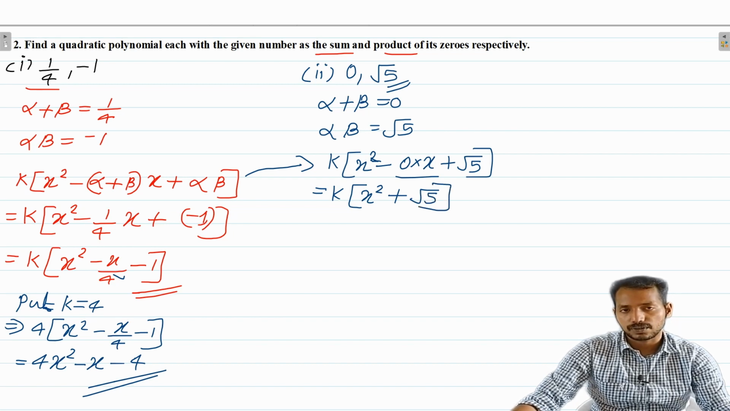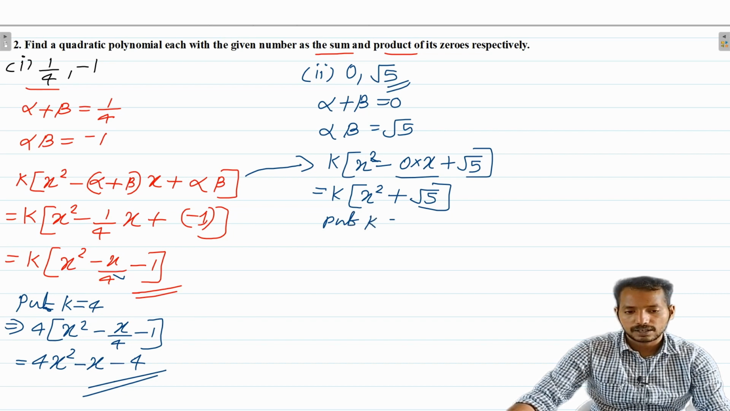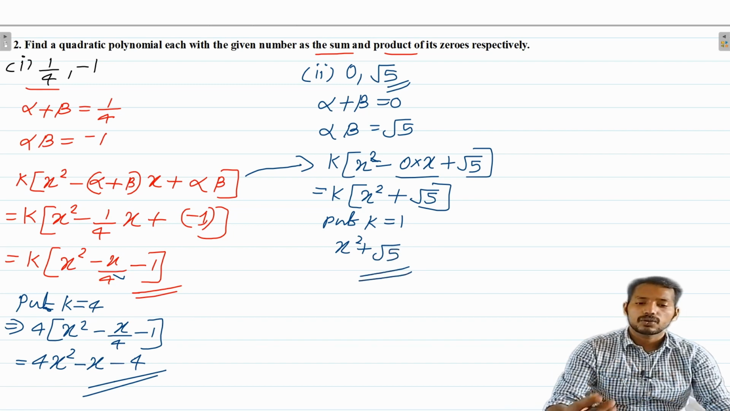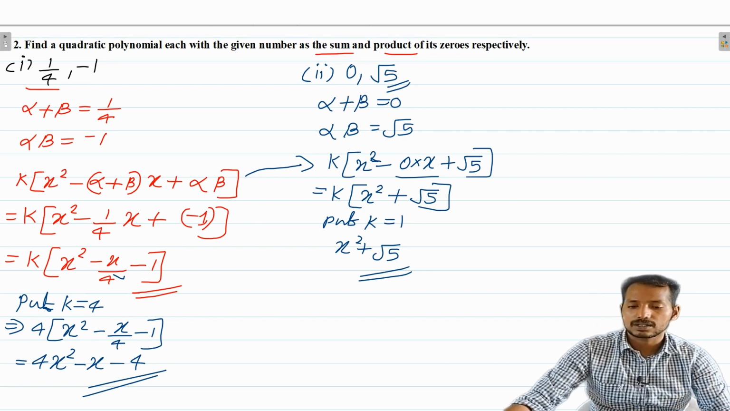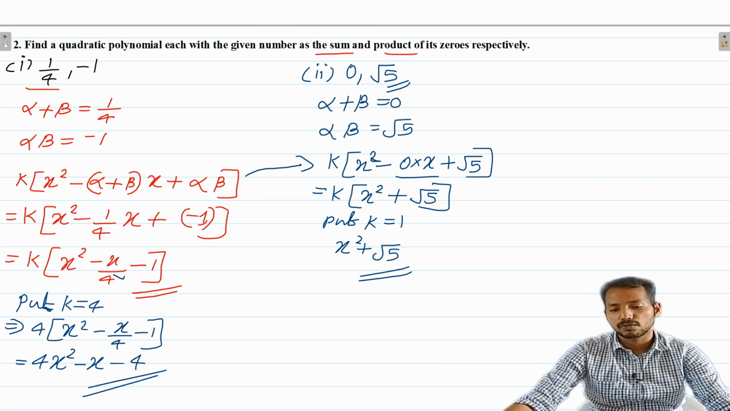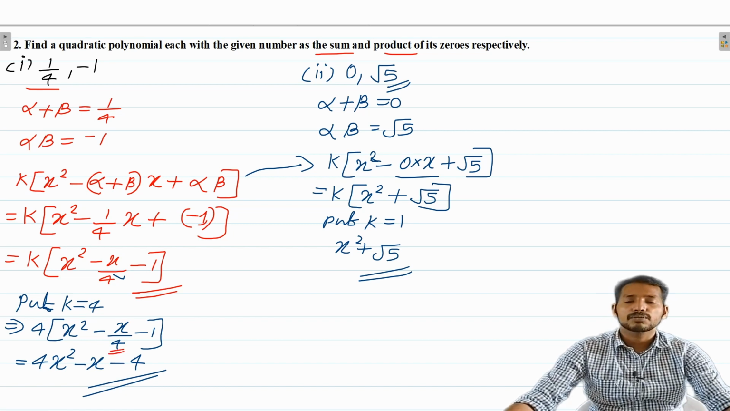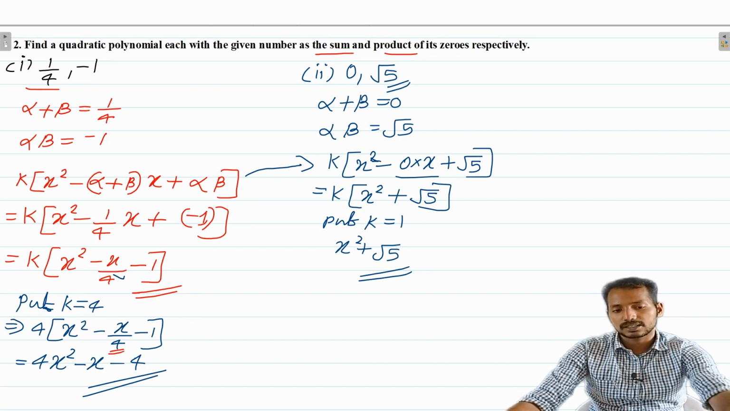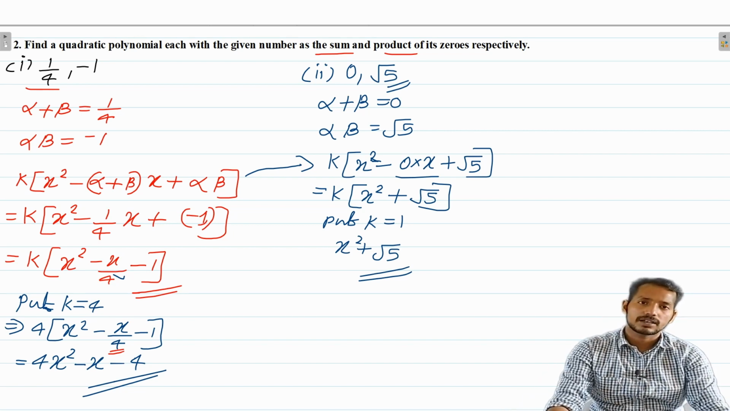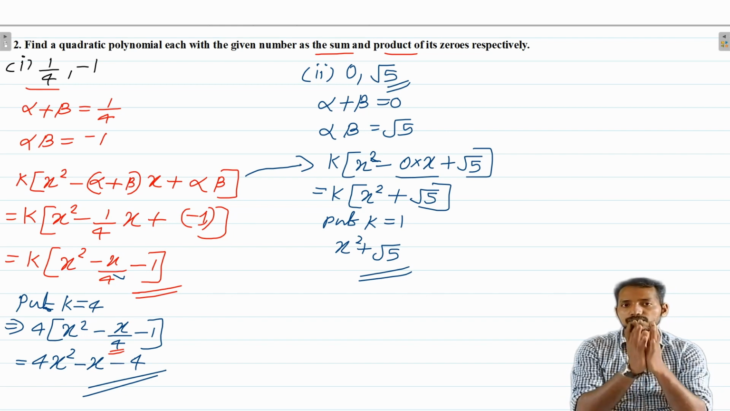Now here there is no fraction in any of the terms, so let us put k equal to 1, and we will get x square plus root 5. So the value of k you can choose according to the final step. If the final step involves any particular fraction like x by 4, then put that value as k to eliminate that fraction. Otherwise put k equal to 1, and you will get the answer. Clear? So this is all about the first part.